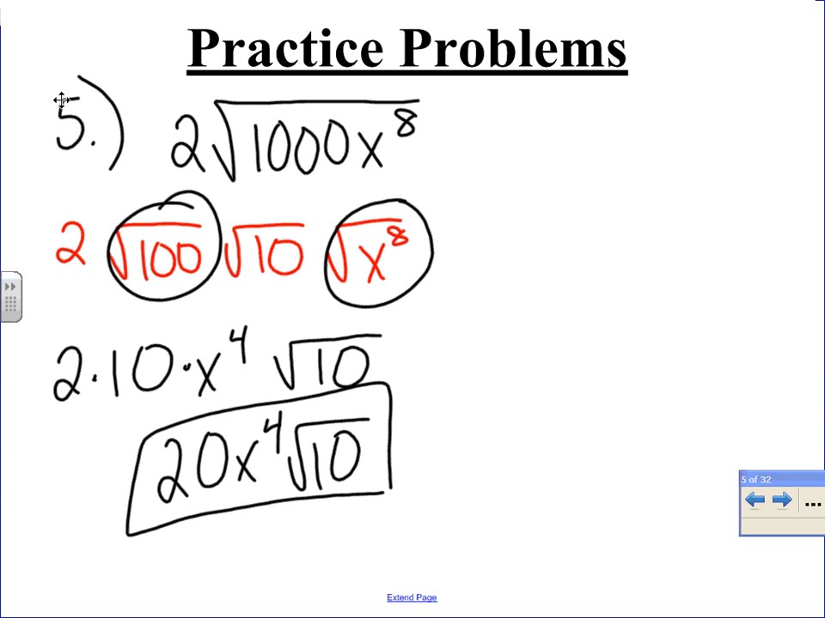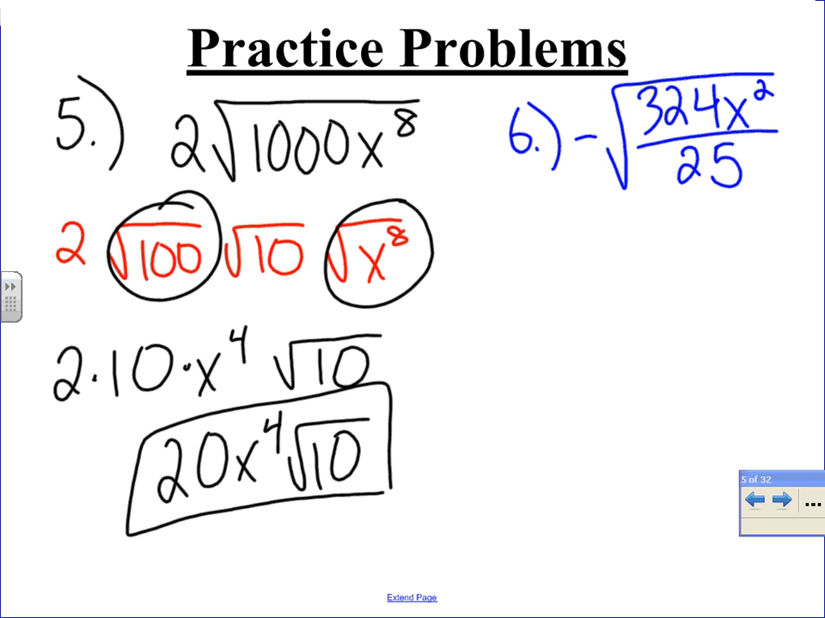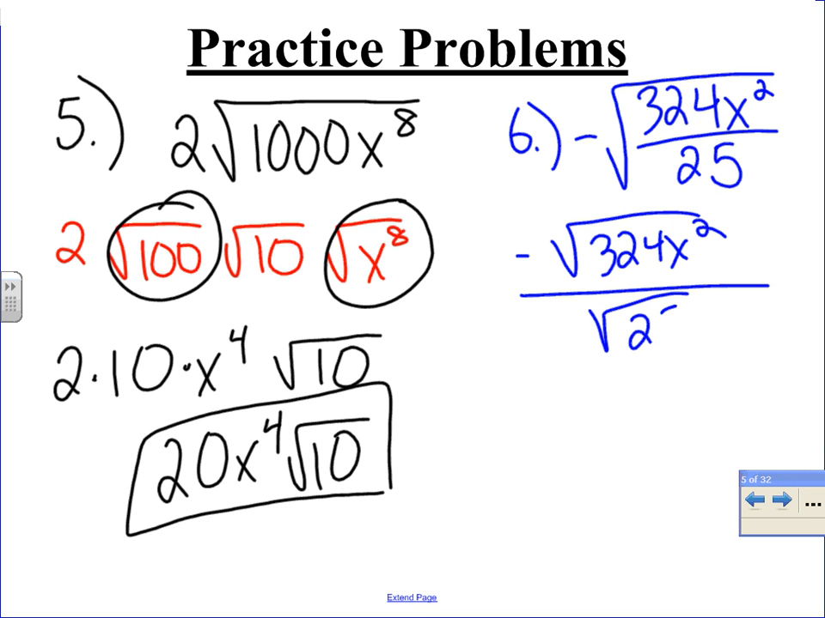All right, one more. Number 6. Negative square root of 324x squared all over 25. Anyone remember how to do these? It's the last one, a little different. So it's a fraction. How do we split these ones up? Zach, do you remember how to split them up? Good job. So split them up from numerator and denominator.